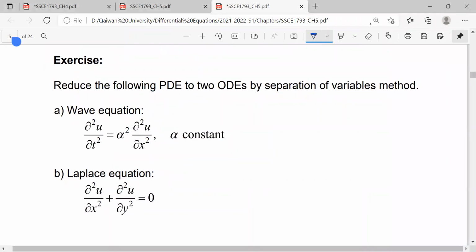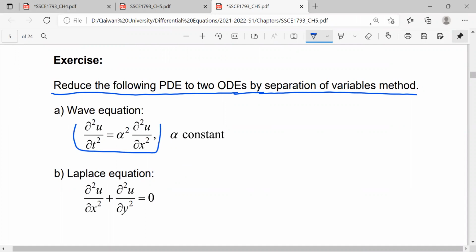Here we have two exercises. I'm going to do one of them and leave the other one for yourselves. The first one says, reduce the following partial differential equation to two ordinary differential equations by separation of variables methods. Here we use the method of separation of variables to reduce this partial differential equation to two ordinary differential equations. We do as we did before.